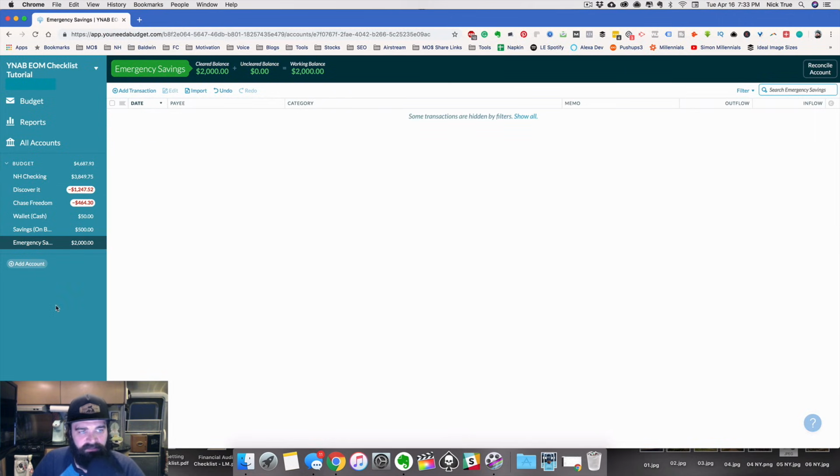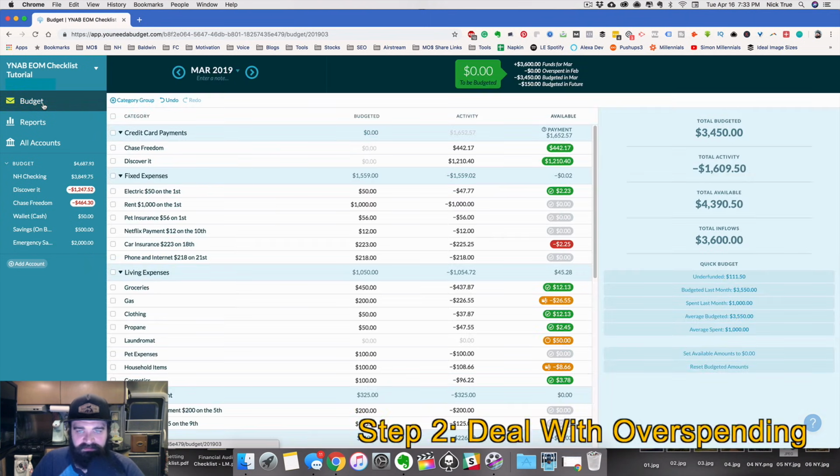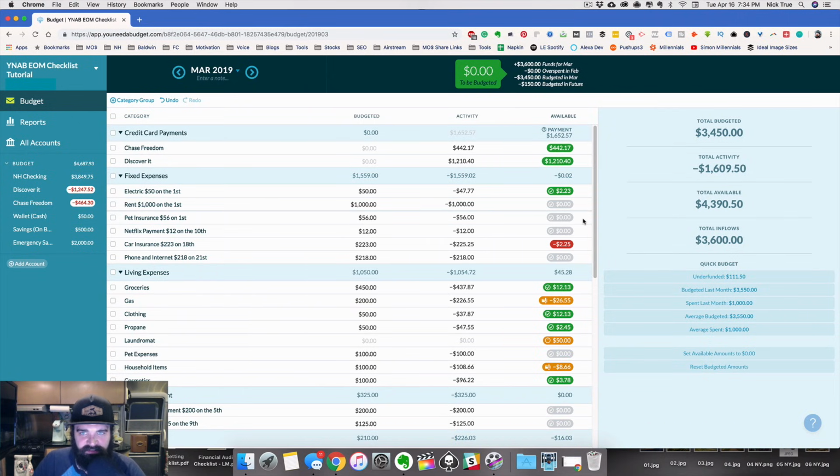So now all of our accounts are fully reconciled. We're ready to jump into the budget. And the second thing that we need to do at the end of the month is deal with any overspending that we have inside of our categories. Now you'll notice there's a couple different types of overspending, so let's briefly run through the colors again.